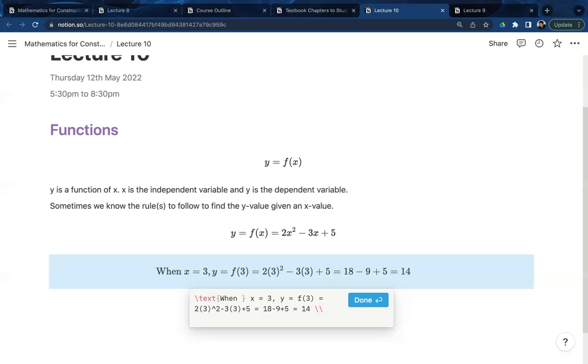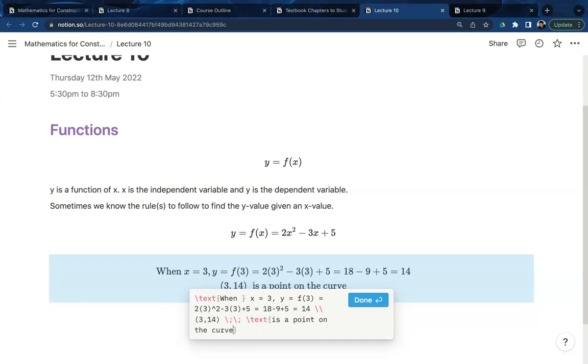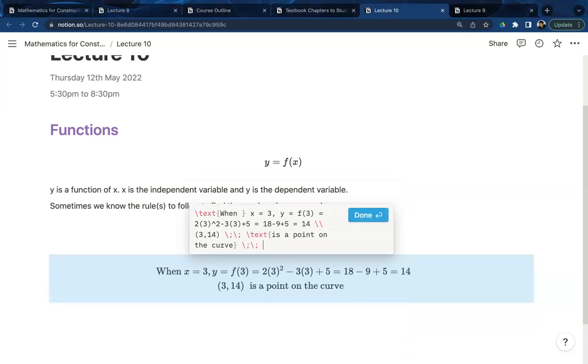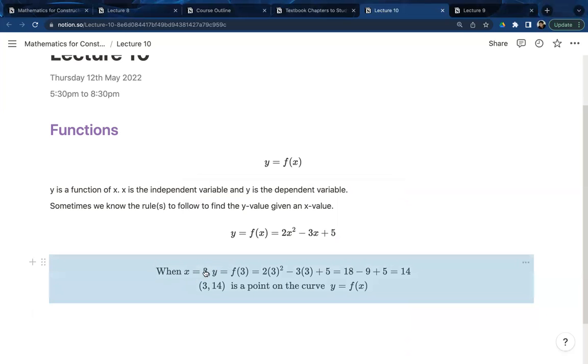So we say things like (3, 14) is a point on the curve, right? Because when x is 3, y is 14. The y coordinate is 14 and the x coordinate is 3. So we said (3, 14) is a point on the curve.